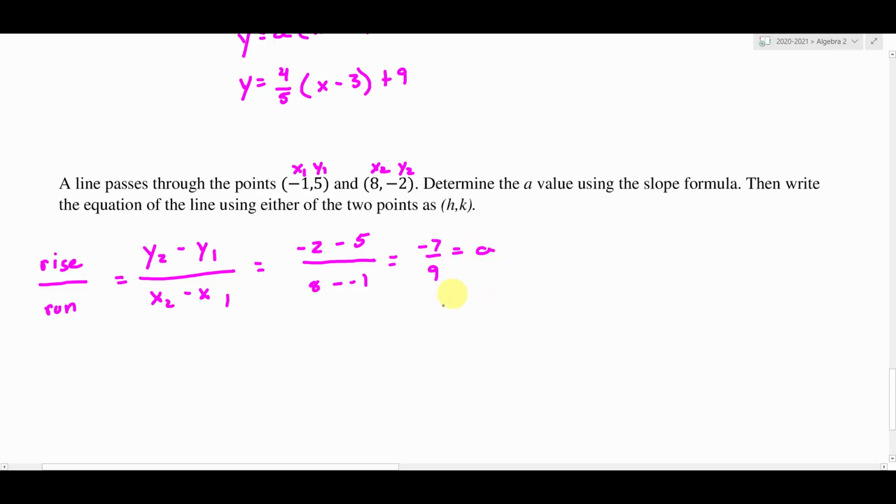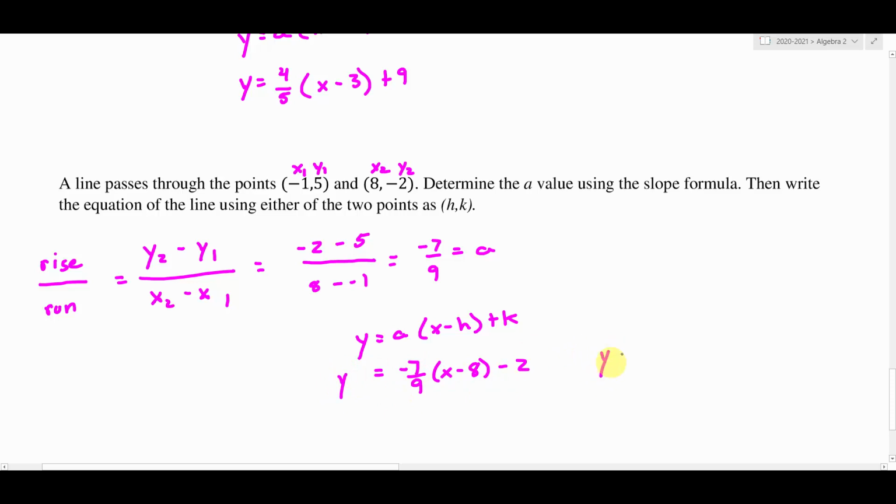Okay. So I'm going to start writing my equation. Remember our blueprint for the graphing form: a parentheses x minus h plus k. And my a value we just determined was -7 over 9. And then we have x minus our h value here. And we can pick either one of these 2 points. It doesn't matter which one. We'll get the same line either way. That's a really cool thing about lines. So I'm going to pick this one, the x2, y2. So I'm going to say x minus 8, and then -2. There's my equation.